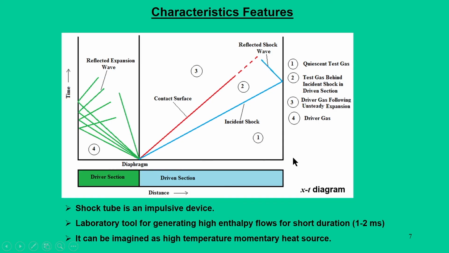A clearer picture is shown here with different colors. The blue color represents the incident shock, the red color represents the contact surface, and the green color represents the expansion fan, the reflected expansion waves.